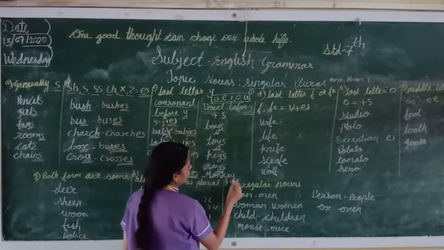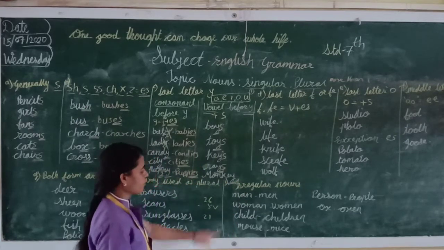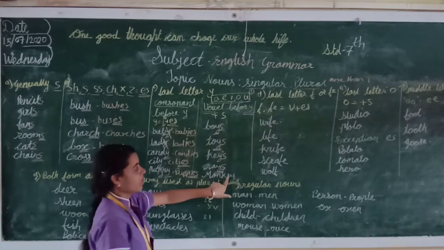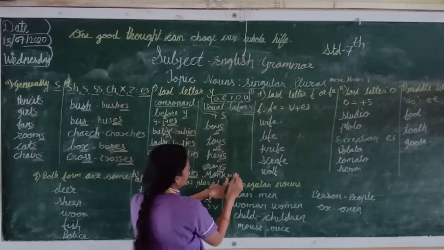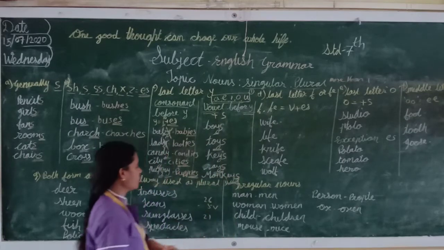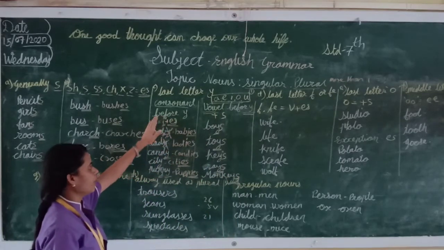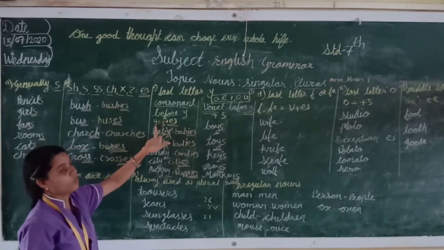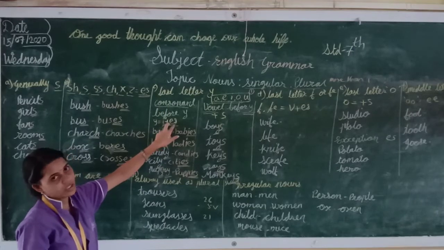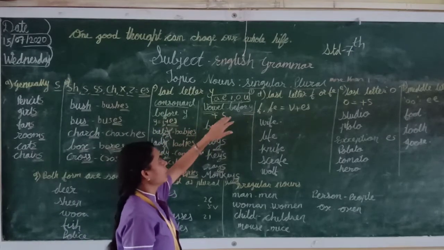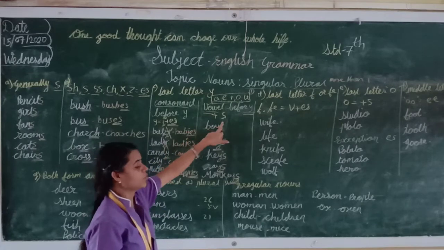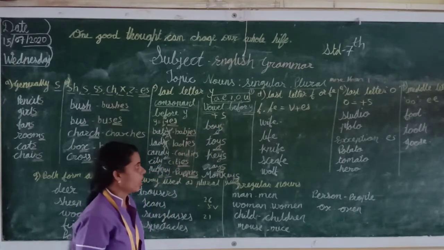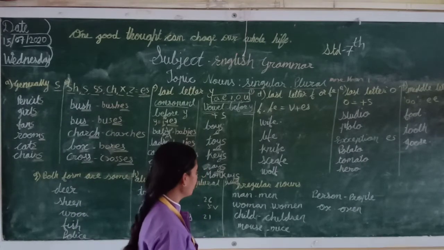Now monkey. Okay. Last letter y. See properly, students. Last letter y. Before y there is e. E is the vowel. So we just join s. I hope you understood, students. Before y there can be a vowel or a consonant. When before y there is a consonant, that time we convert y into i and join es. And when before y there is a vowel, that time you just join s. I hope you understood this one. Now, students, we will move to the next rules.